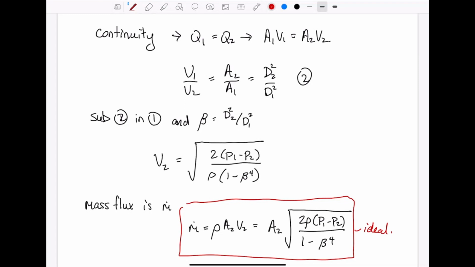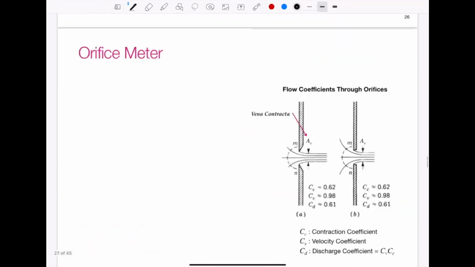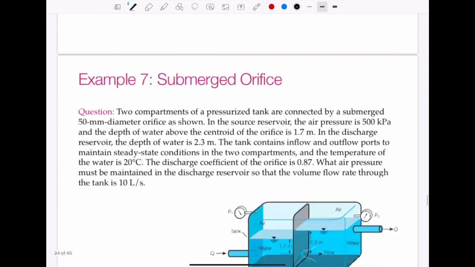Beta would be the power of 4. Yes, if beta, sorry, yes, beta is our definition. Let me correct that. It is not squared here. Thank you for that. It's just D2 over D1. Yes, sorry, that's my mistake. Beta is just, we're going to call that D2 over D1, the ratio of our diameters. So yeah, that's that.